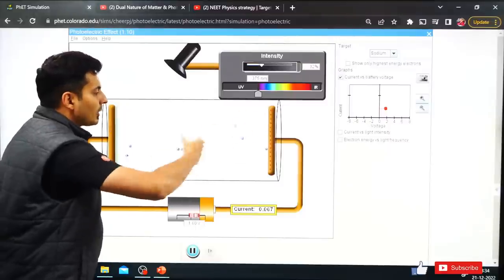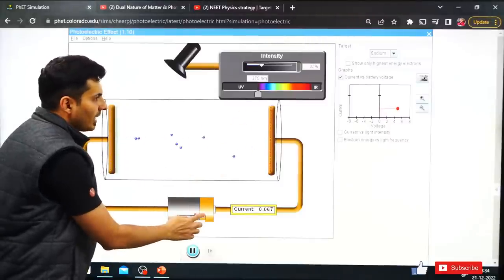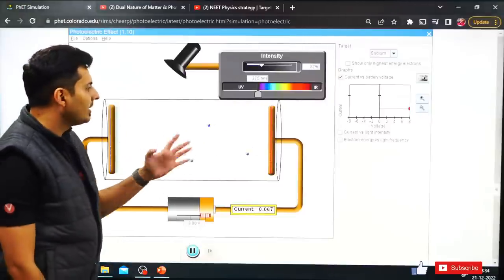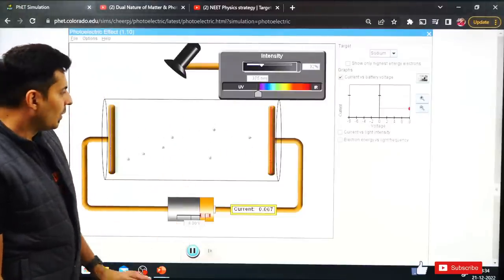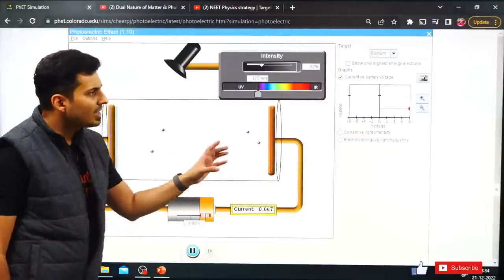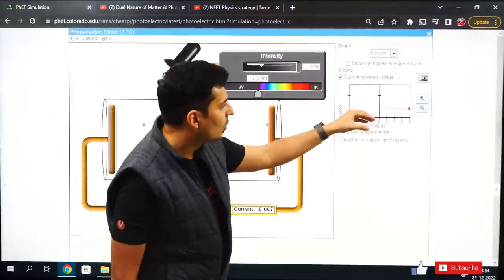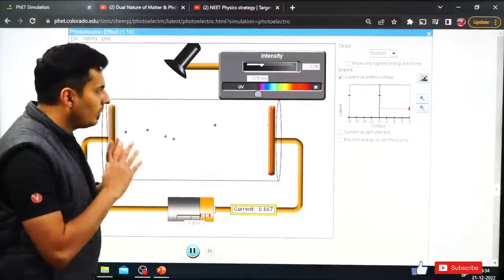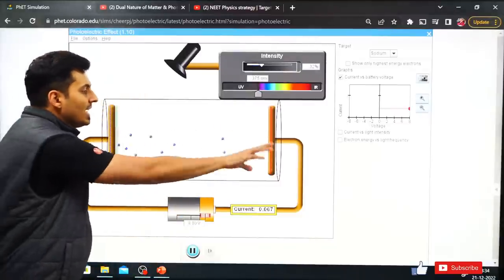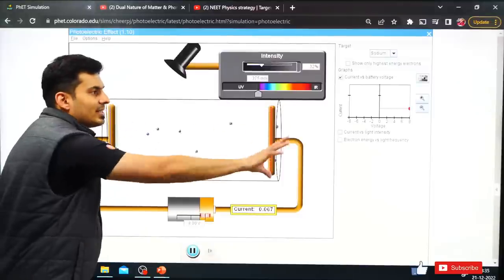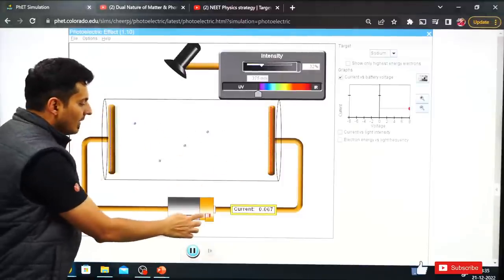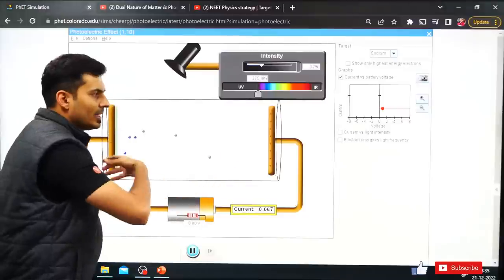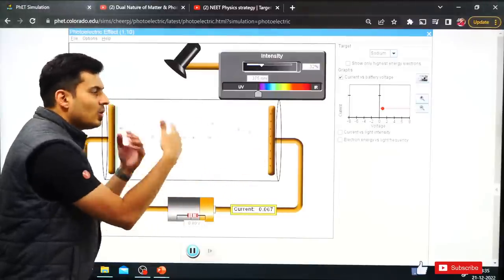I'll increase the voltage. See what is happening. More electrons are going and it goes till here. Okay, almost it has reached saturation. Hardly anything is happening over here. Great. So current has increased. I know the graph is not so accurate, it should have gone slightly up, but nevertheless you can see over here more electron speed is there. If I reduce the voltage, then you can see the electrons are not going in so much amount, so the current is not as much.